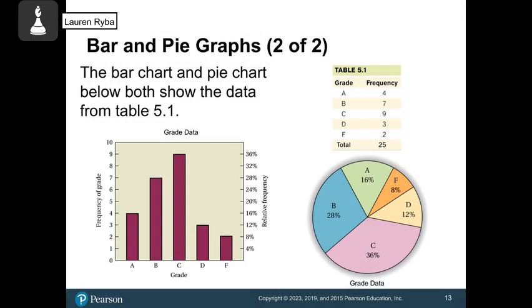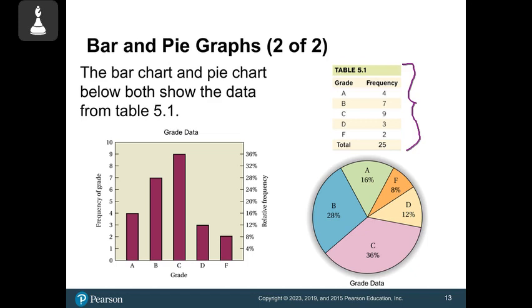Here you can see our data: there were 4 A's, 7 B's, 9 C's, 3 D's, and 2 F's. There are a total of 25 values. And this first is a bar graph. One thing I want you to note about the bar graph, there will always be a gap between bars when these are categorical data. The bars should not touch.